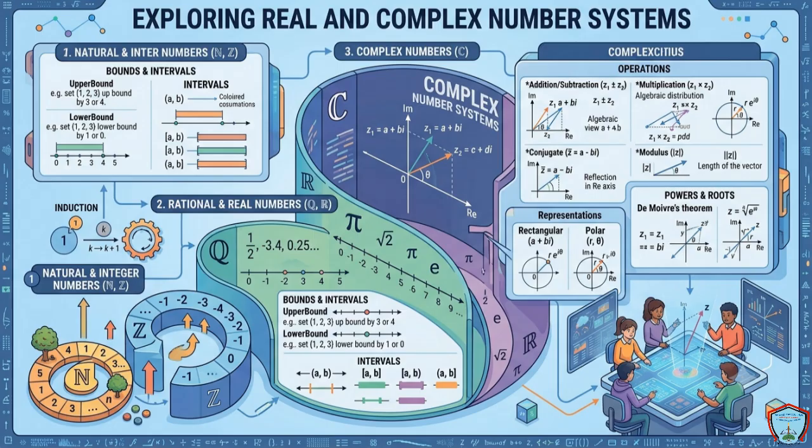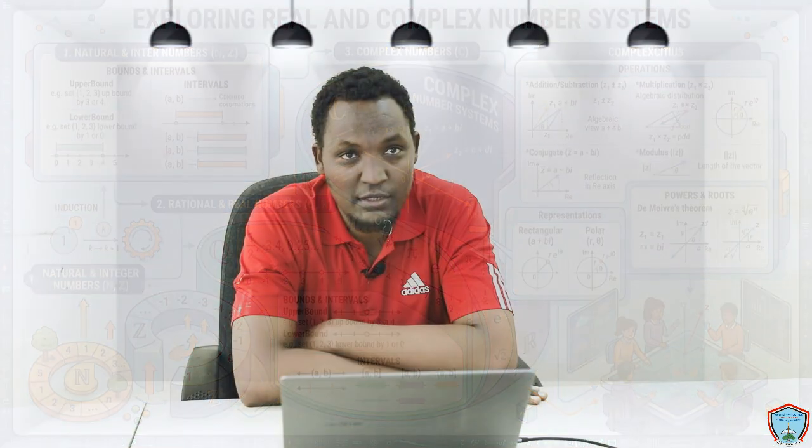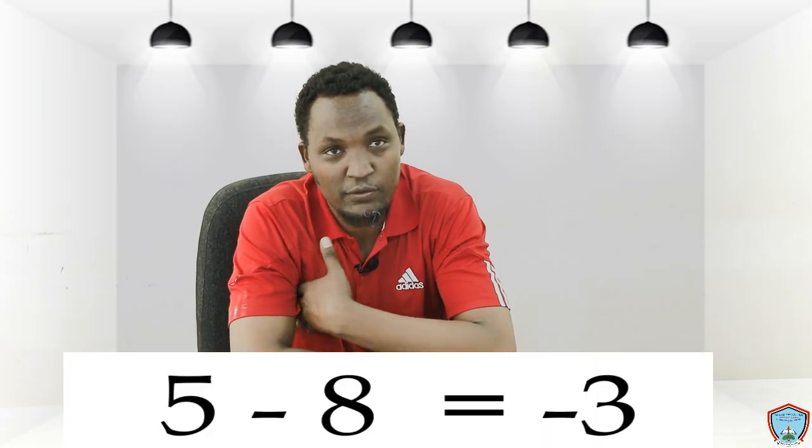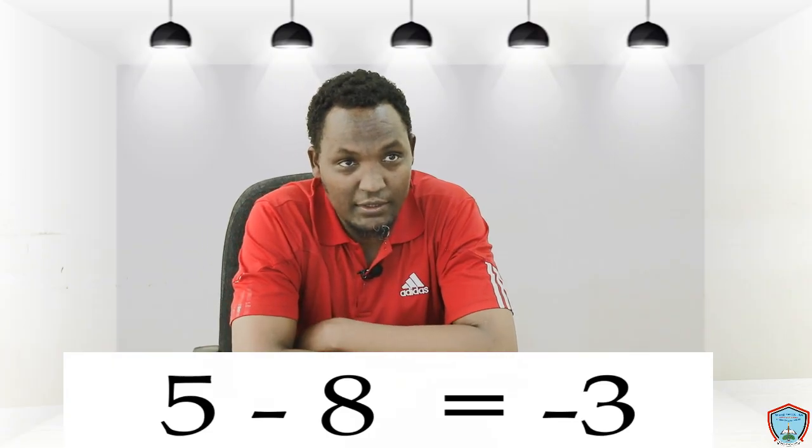In our previous discussions, we learned that the natural numbers are useful for counting and ordering objects. However, natural numbers have limitations. For example, consider the expression 5 minus 8, which is not an element of the natural numbers. The result is negative 3, which is not a natural number.